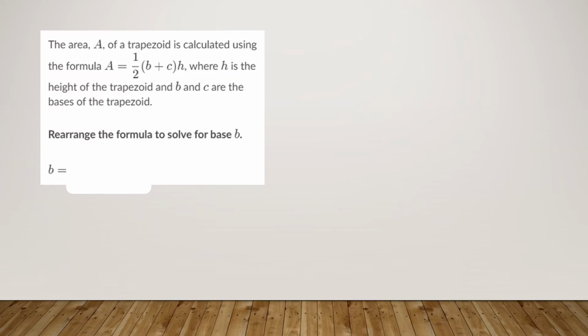The area A of a trapezoid is calculated using the formula A equals 1/2 (B plus C) times H, where H is the height of the trapezoid and B and C are the bases of the trapezoid. Rearrange the formula to solve for base B. We are solving for B. Here's the original formula.